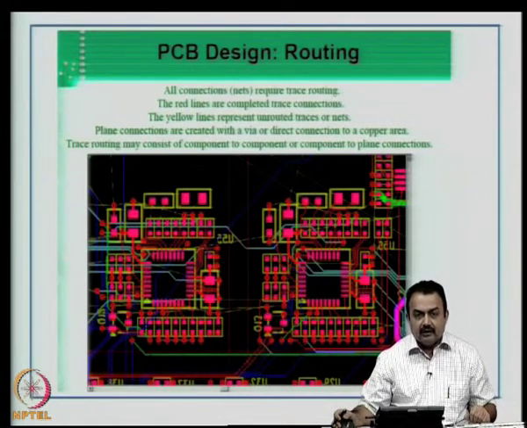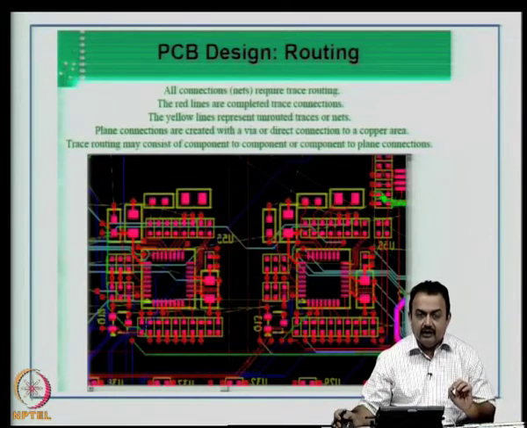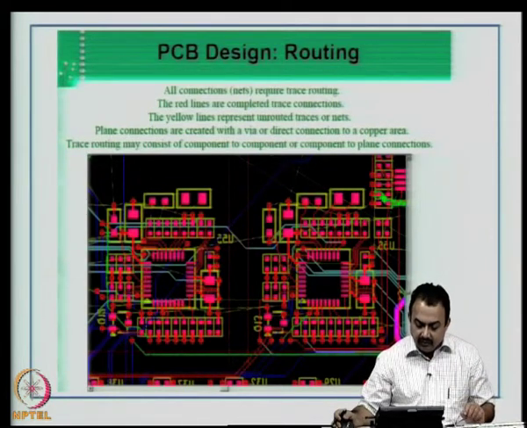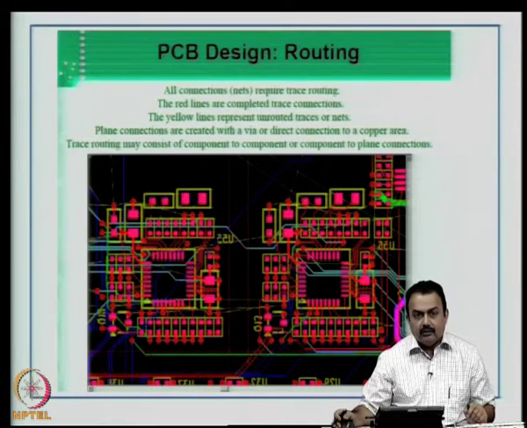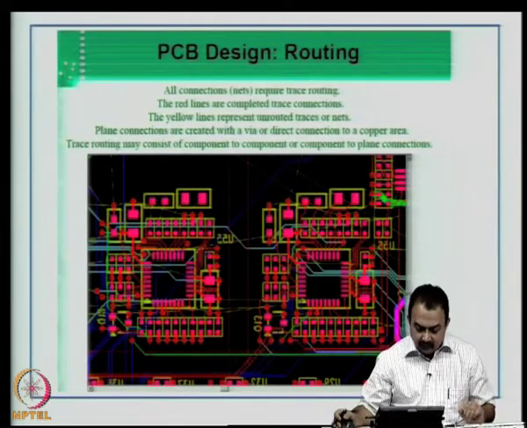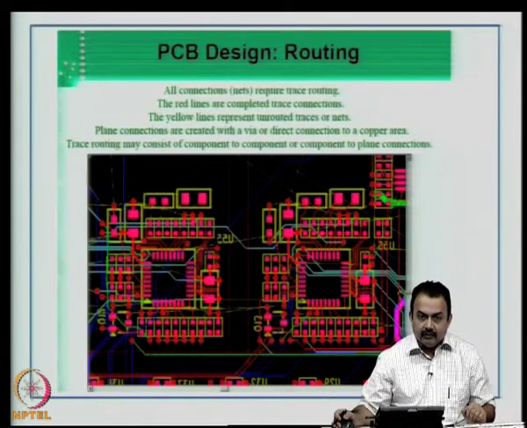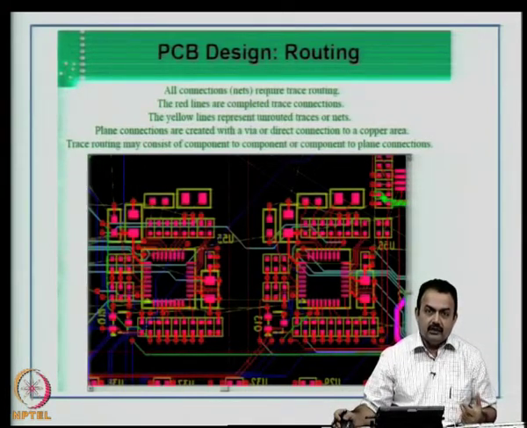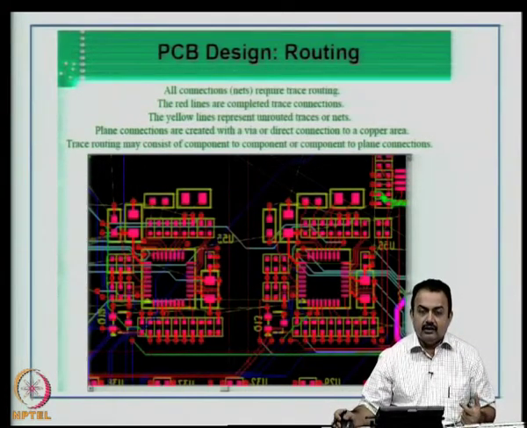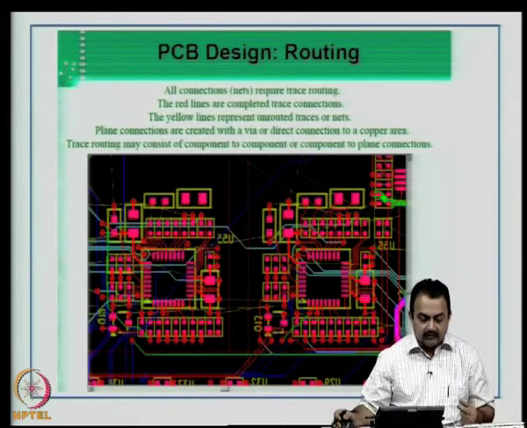Plane connections are created with a via or direct connection to a copper area that you have generated for ground and so on. Trace routing may consist of component to component or component to plane connections. So, unrouted nets can be done manually, or you can do a better placement procedure, or you can also modify the design rules and then complete the routing for your design.